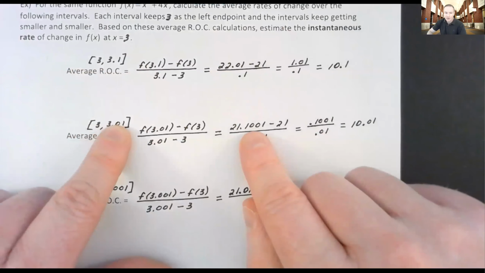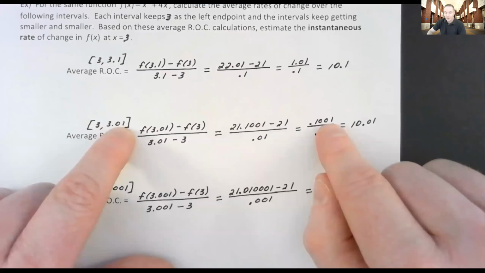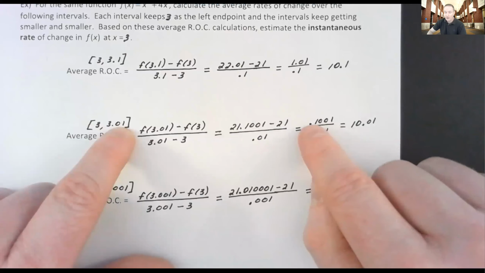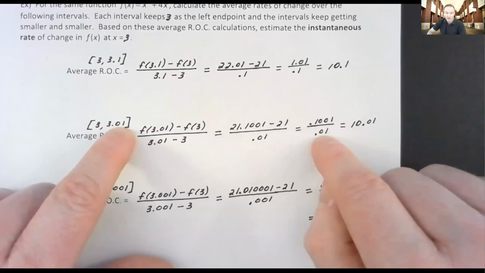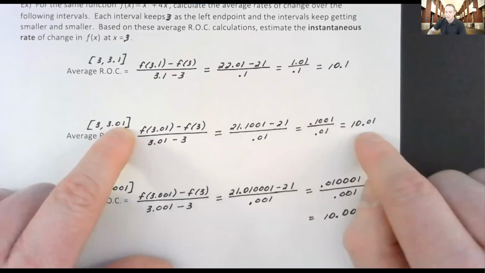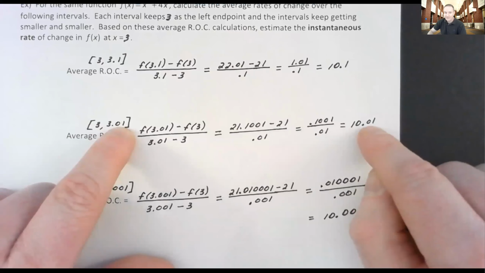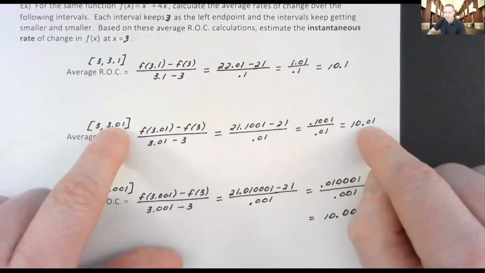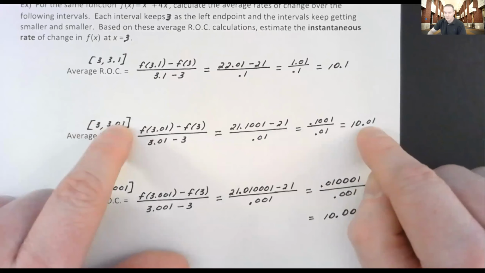So notice, when I go to 100th of a unit away, my y value has changed 0.1001 units as my x value changed 0.01 units. When I divide that out, now my slope is 10.01. That's the average rate of change from 3 to 3.01. That would be the slope of the secant line connecting x equals 3 and x equals 3.01.